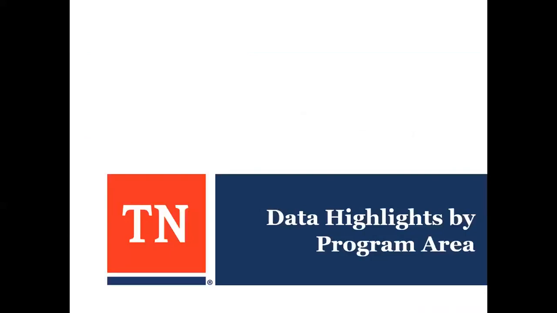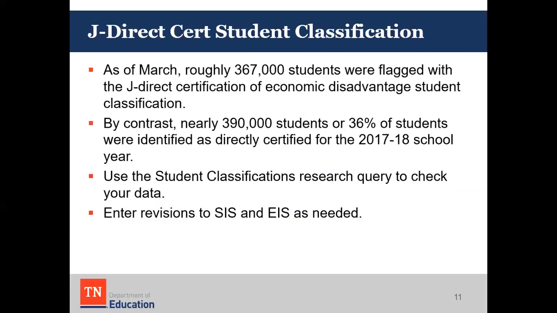Data highlights by program area. J Direct Certification Student Classification. As of March, roughly 367,000 students were flagged with the J Direct Cert student classification. By contrast, nearly 390,000 students, or 36% of students statewide, were identified as directly certified for the 2017-18 school year. Use the Student Classifications Research Query to check your data. Enter revisions to SIS and EIS as needed.